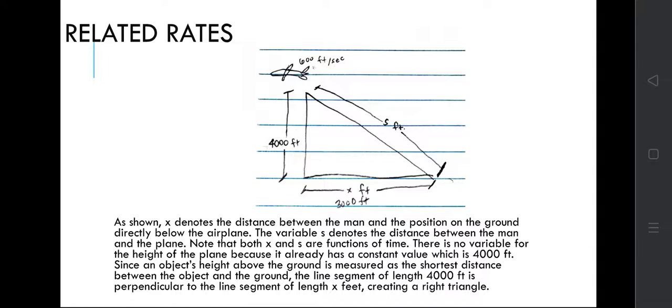these are functions of x and s are functions with respect to time or t. There is no variable for the height of the plane because this already has a constant value which is 4,000 feet. Hindi na kailangan lagyan ng variable. Since an object's height above the ground is measured as the shortest distance between the object and the ground, the line segment of length 4,000 feet is perpendicular to the line segment of length x feet, creating a right triangle. Kasi like since kailangan natin makahanap yung nearest, ang most suitable form of triangle dito is the right triangle.